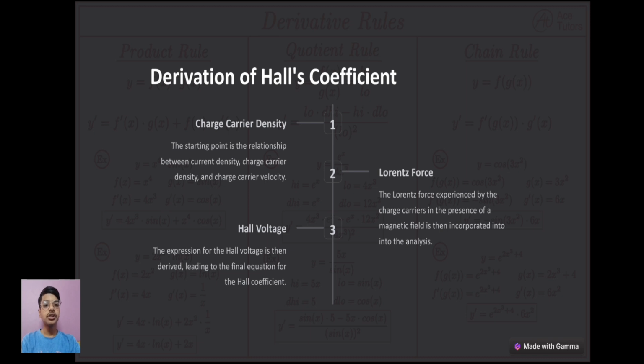Derivation of Hall's coefficient. Charge carrier density. The starting point is the relationship between current density, charge carrier density, and charge carrier velocity. Hall voltage. The expression for the Hall voltage is then derived, leading to the final equation for the Hall coefficient. Lorentz force. The Lorentz force experienced by the charge carriers in the presence of a magnetic field is then incorporated into the analysis.